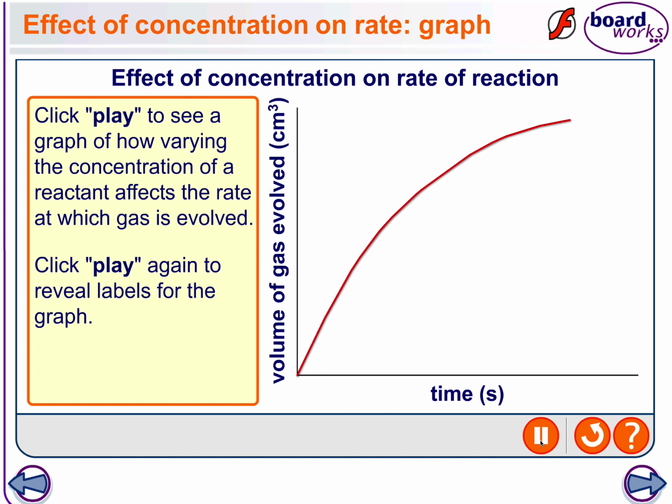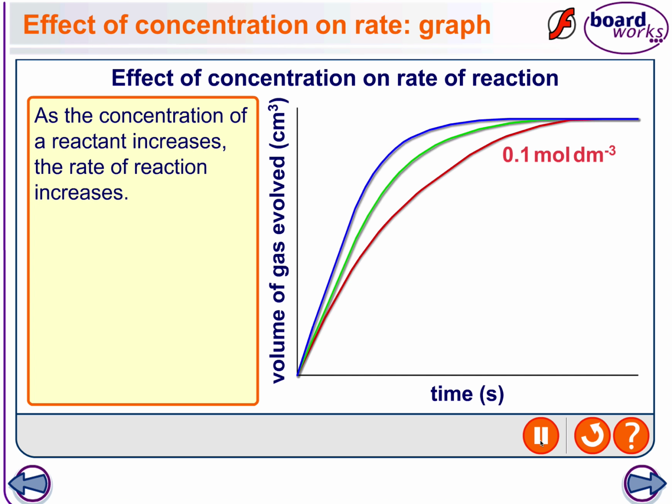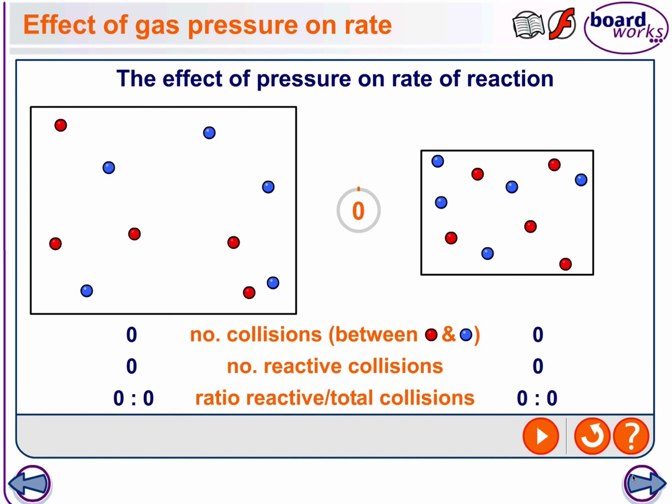Right, so looking at concentration here, we've got 2 lines again in red and green, and then the blue line indicates the higher concentration. How do I know this? Well, if we look, we can see that the blue line is achieving the same volume, but we've got it quicker because the concentration is higher. So what we're getting at is that as you increase concentration, the rate of reaction will increase.